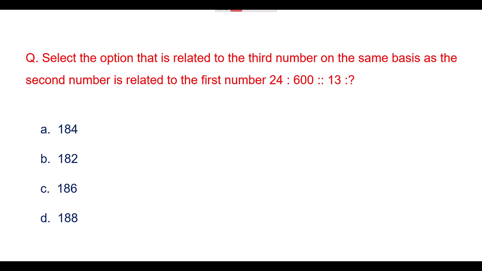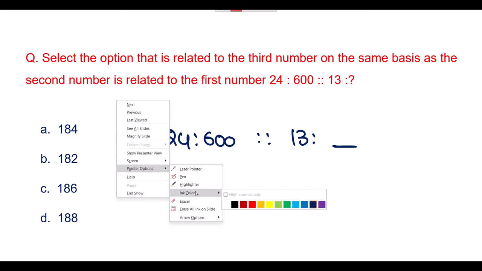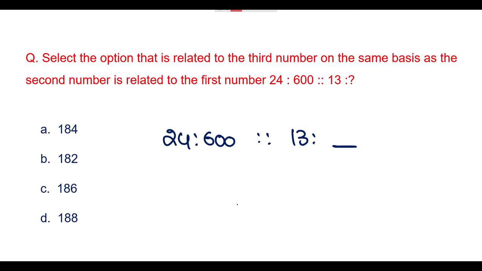Yeah, what about this one? 24 becomes 600, 13 is what? 24 is somehow mapped to 600 with a certain logic. Now 13 will result in what with the same logic? 24 becomes 600 with a certain logic. 13 will be what with the same logic?